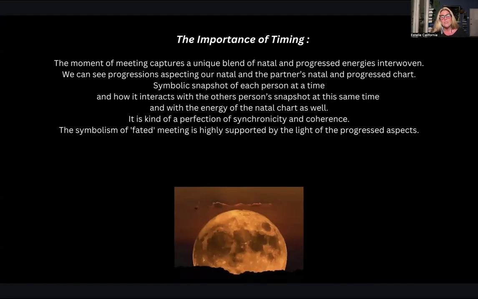The moment of meeting captures a unique blend of natal and progress energies interwoven. We can see progressions aspecting our natal and the partner's natal and progress chart. A symbolic snapshot of each person at a time and how it interacts with the other person's snapshot at the same time and with the energy of the natal chart as well. It is kind of a perfection of synchronicity and coherence. The symbolism of fated meeting is highly supported by the light of the progressed aspect.